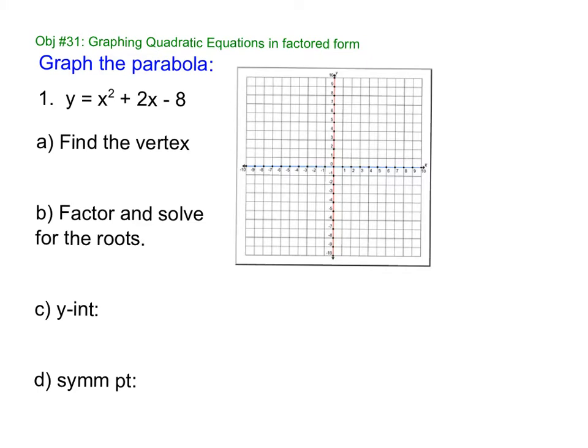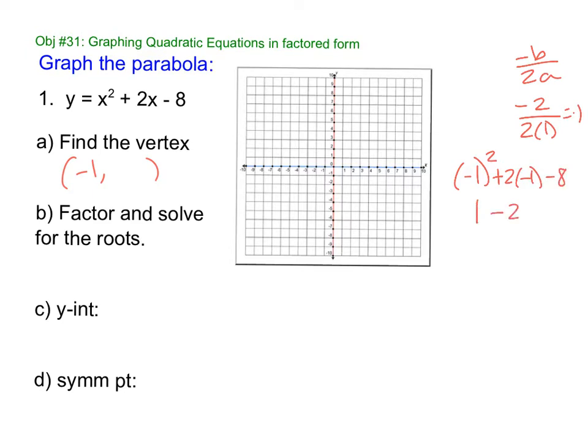Okay, so just like before, I want you to start with finding the vertex pre-factored, right? So pause and try this. Our formula is negative b over 2a. So that's negative 2 over 2 times 1, negative 1. So our x value is negative 1. To find our y value, we plug in. So negative 1 squared, plus 2 times negative 1, minus 8. So that's 1 minus 2 minus 8, which is negative 9.